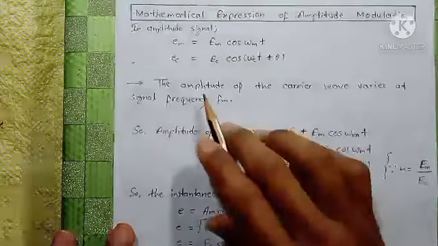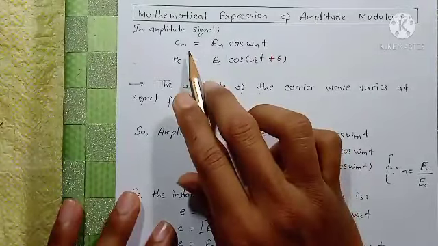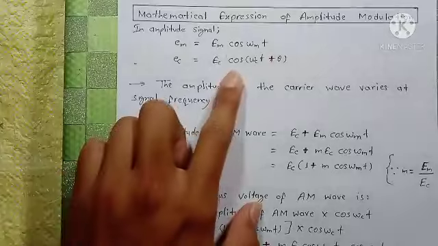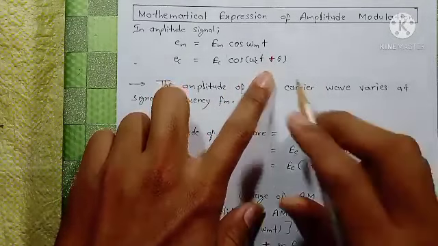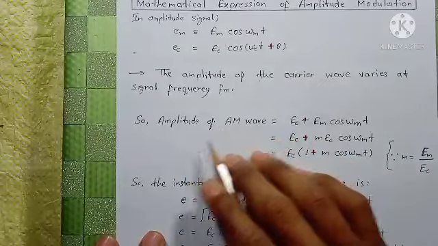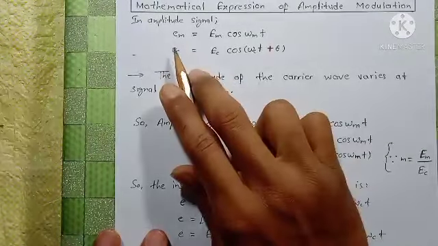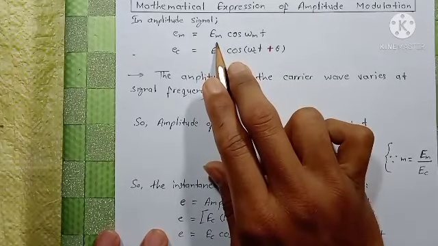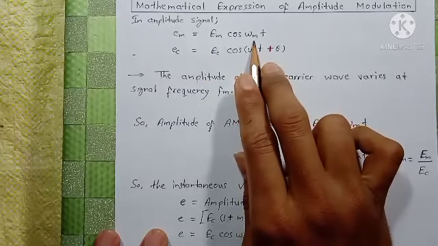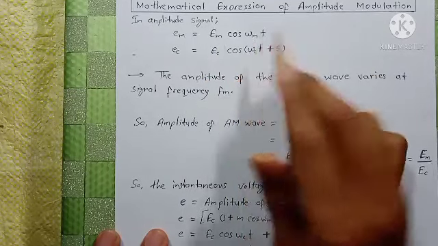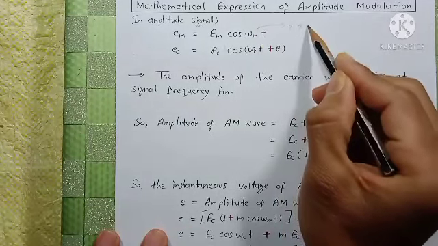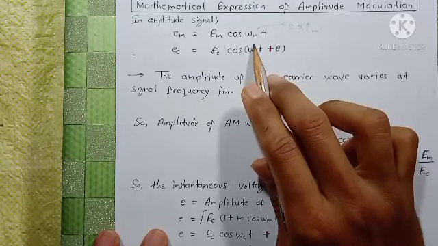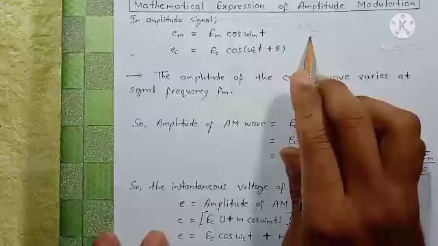In amplitude modulation, we see that em is equal to Em cos omega m t, and ec is equal to Ec cos omega c t plus theta. Here em is the instantaneous voltage of the signal, and capital Em is the amplitude of the signal wave. Omega m is equal to 2 pi fm, where omega m is the angular velocity at the signal frequency fm.